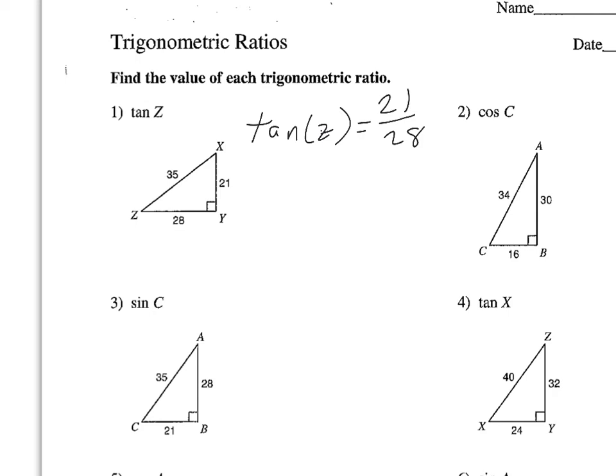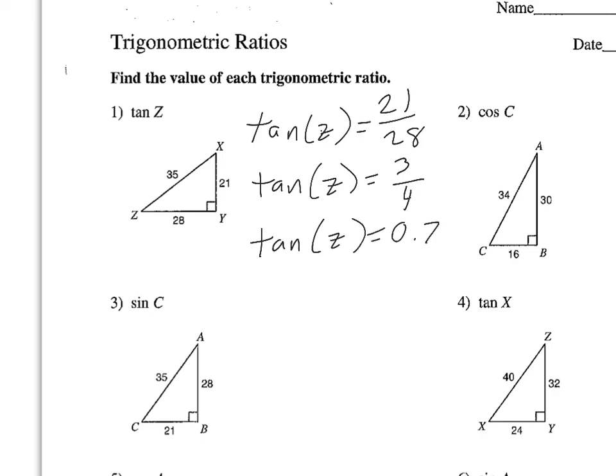Alright, now do yourself a favor, punch that in the calculator and reduce it. You can get the decimal form if you want, but at least punch it in and reduce it. So you get the tangent of z equals, both divisible by 7 gives me 3/4, or 0.75 if you really want.